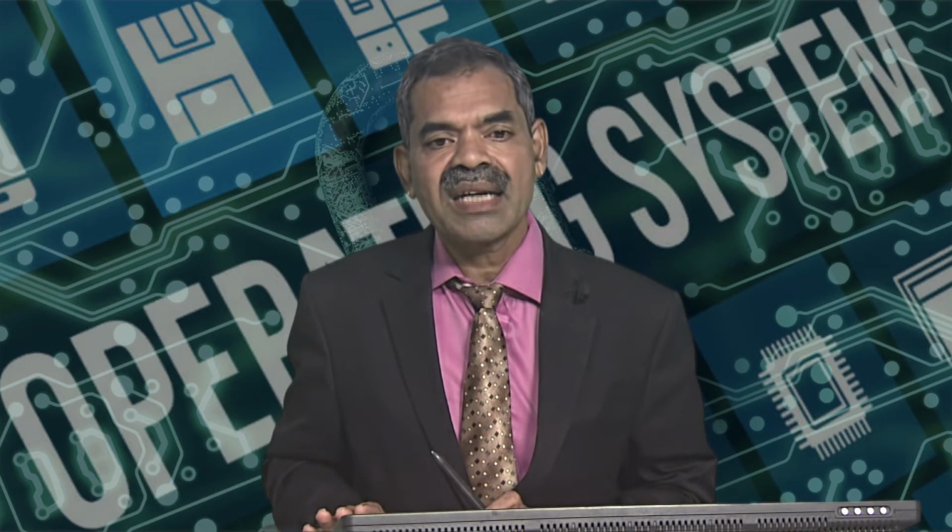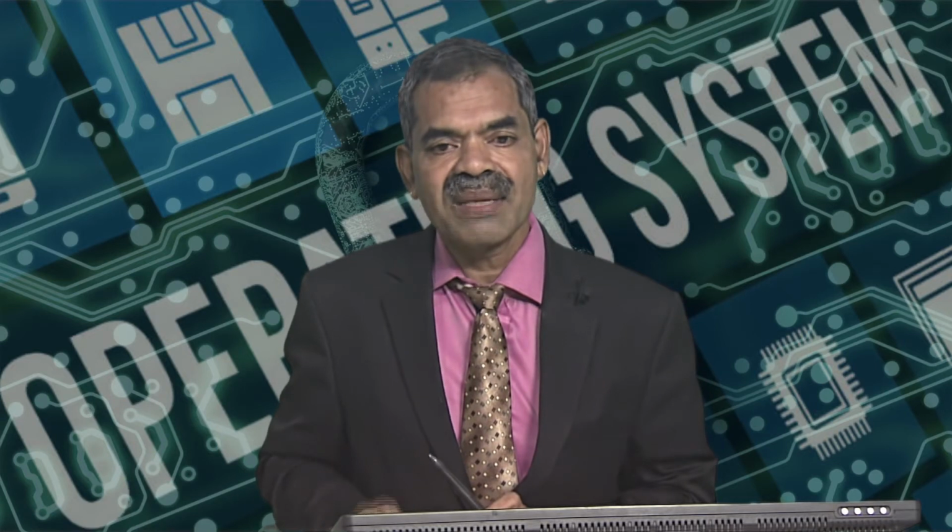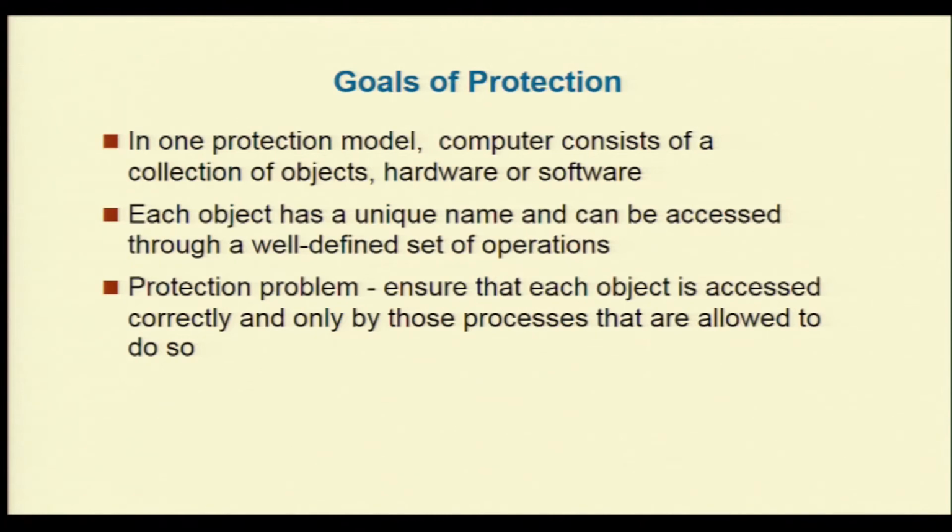User files are protected from usage by the group and usage by others, and the operating system assures you in a manner where you can cross-check whether this is happening or not. We can think of languages, we can think of having it in a program. In one protection model, a computer consists of a collection of objects, hardware or software. Each object has a unique name and can be accessed through a well defined set of operations. Protection problem: ensure that each object is accessed correctly and only by those processes that are allowed to do so. That is the definition of the protection problem.